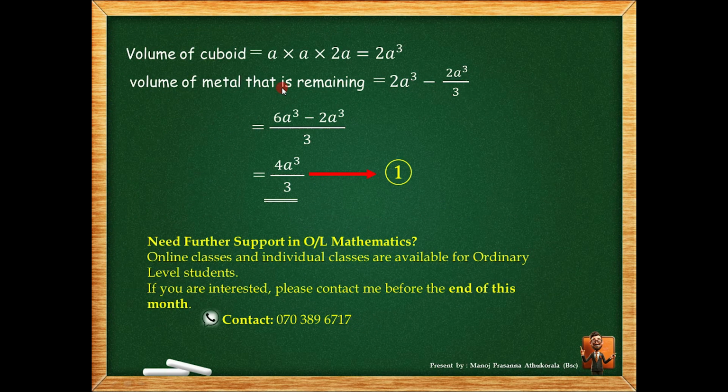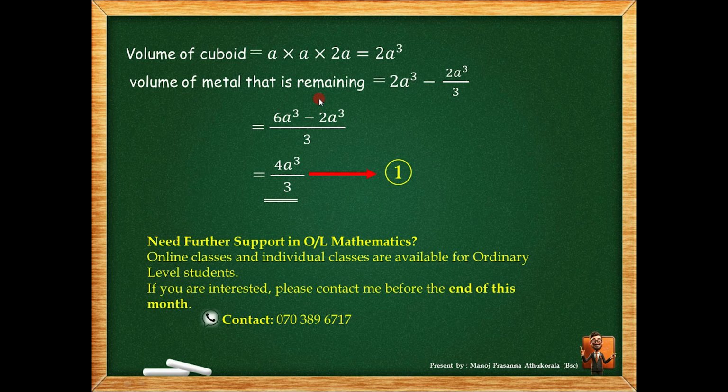So you know that the volume of a cuboid is cross section times its height. If it has a square cross section, then the area is A into A, and the height is 2A. So A into A into 2A is 2A cubed.